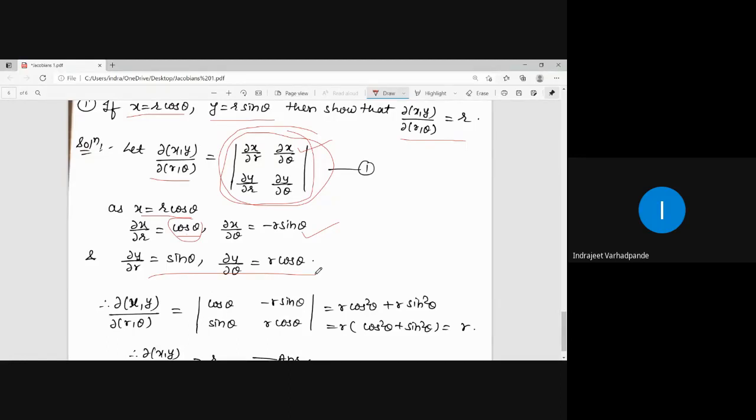So accordingly, whatever values are asked, we can easily find the Jacobian through determinant calculation. Or if required, we can apply the properties, right?